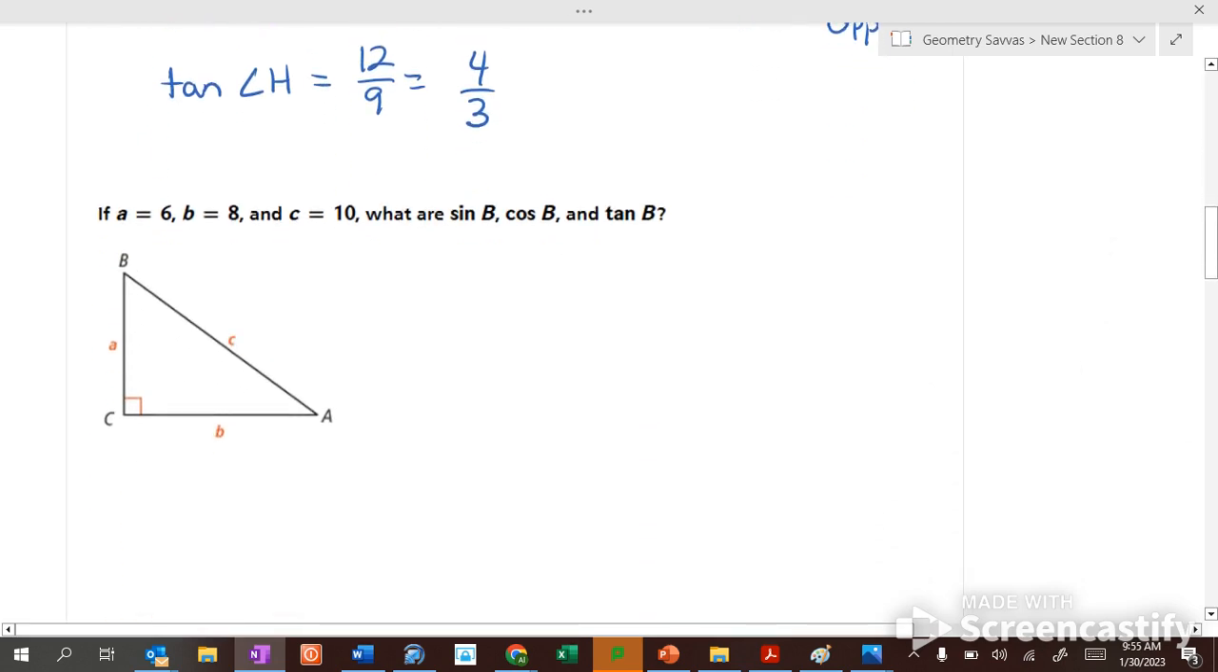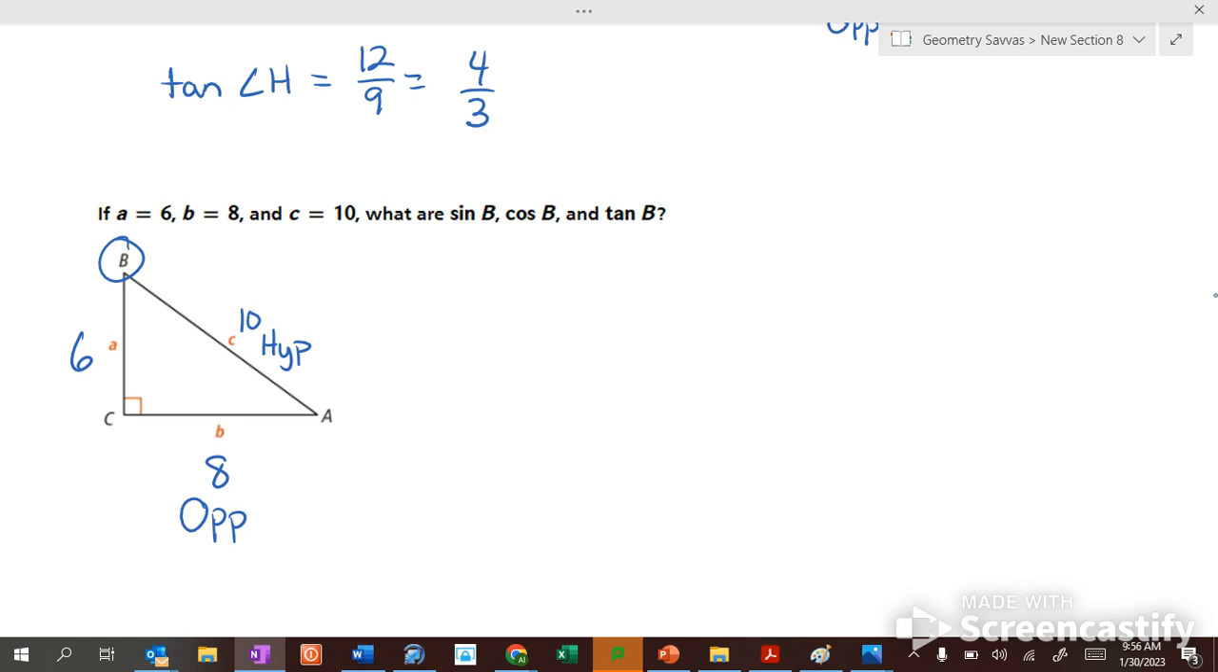We have a 6, 8, 10 triangle. So C is 10, B is 8, A is 6. Okay, we're talking about angle B. What's the hypotenuse? 10 is the hypotenuse. What's the opposite side of angle B? 8 is the opposite side. So 6 would be the adjacent side.